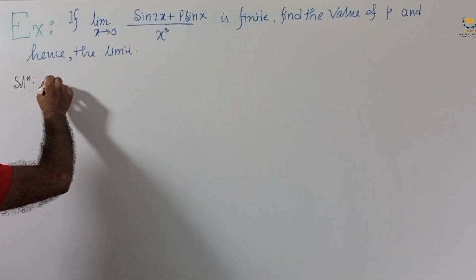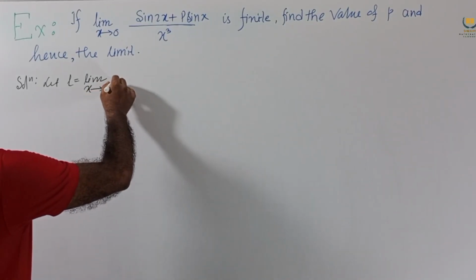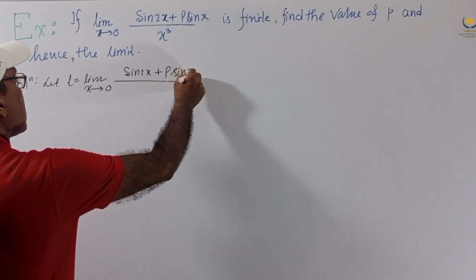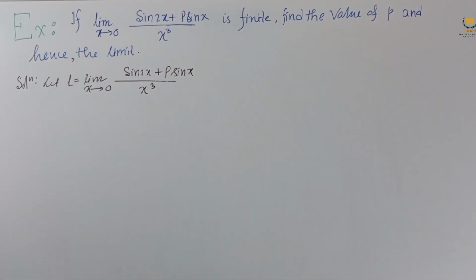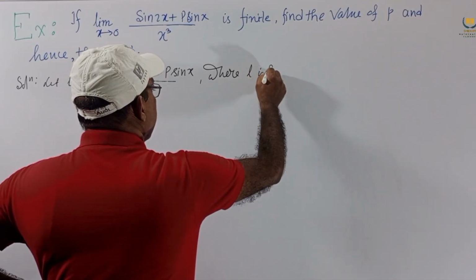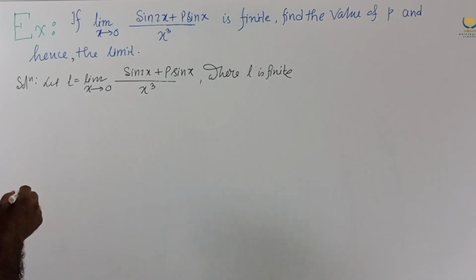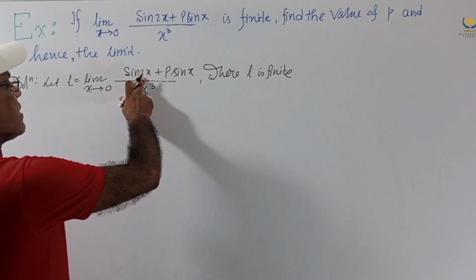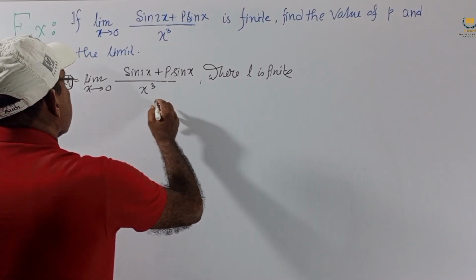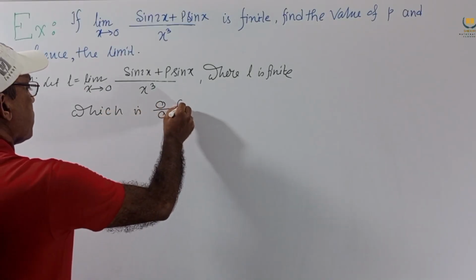So we consider, let L equal to limit x tends to 0 of (sin 2x + p sin x) / x³, where L is finite. If we put the limit directly, then we get sin 0, which is 0, and the denominator is 0. This is 0 by 0 form.